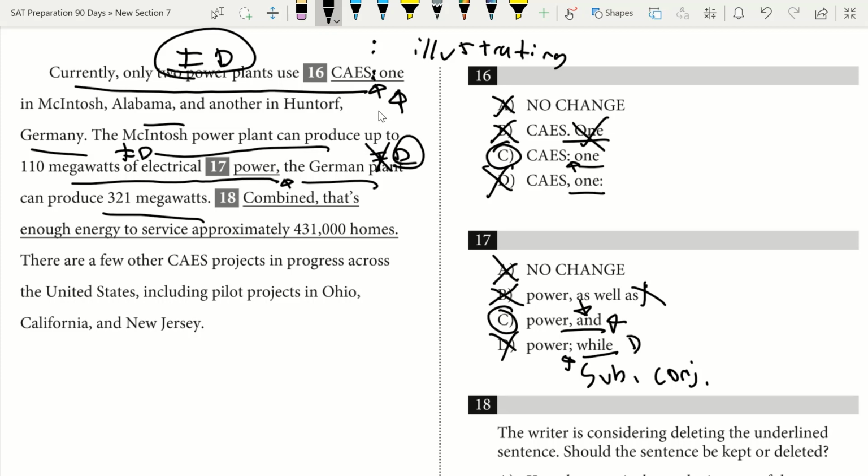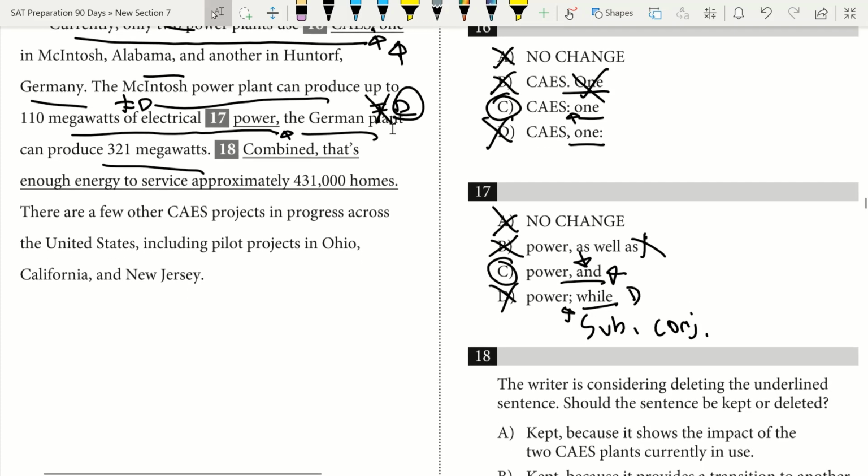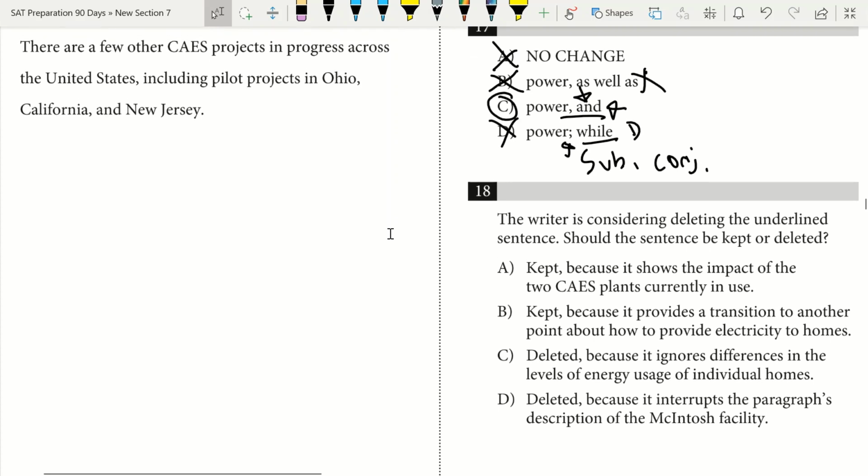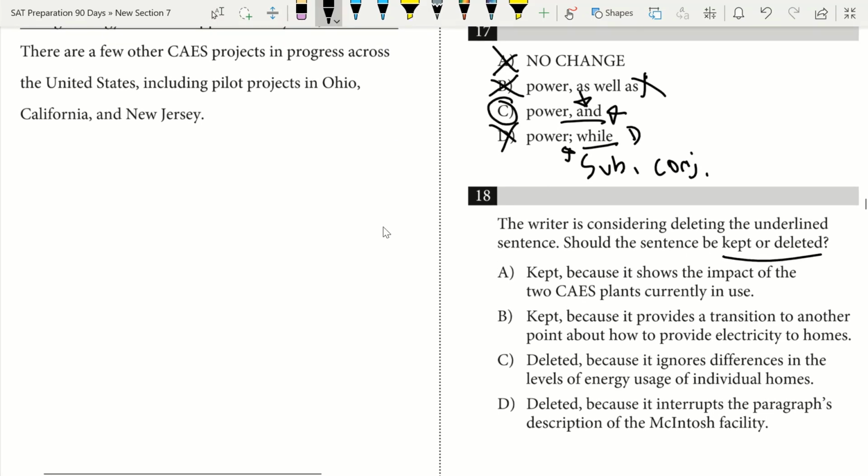All right, "combined, that's enough energy to service approximately 431,000 homes." All right, I see I have a full sentence underlined, so I'm probably asked to keep it or delete it, and I am asked to keep it or delete it. All right, so why would I keep it? Well, I already know I'm going to keep it. How do I know that?